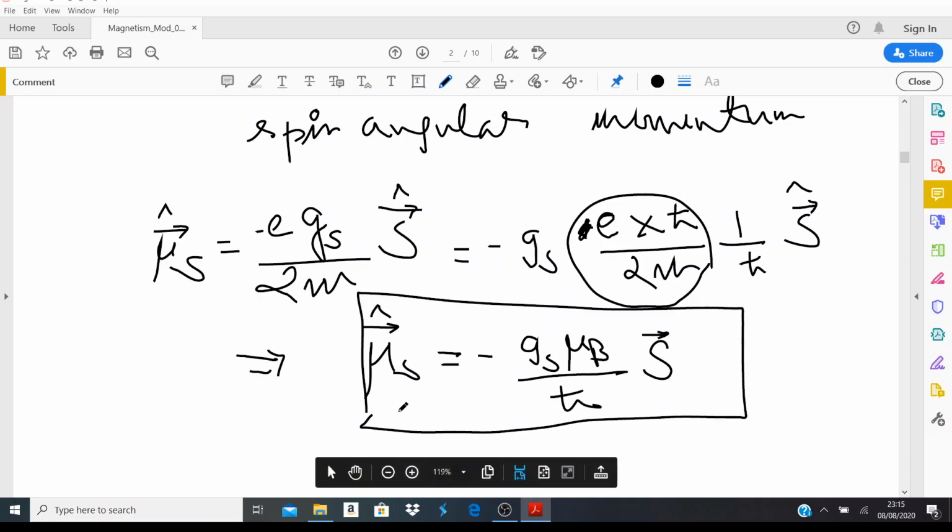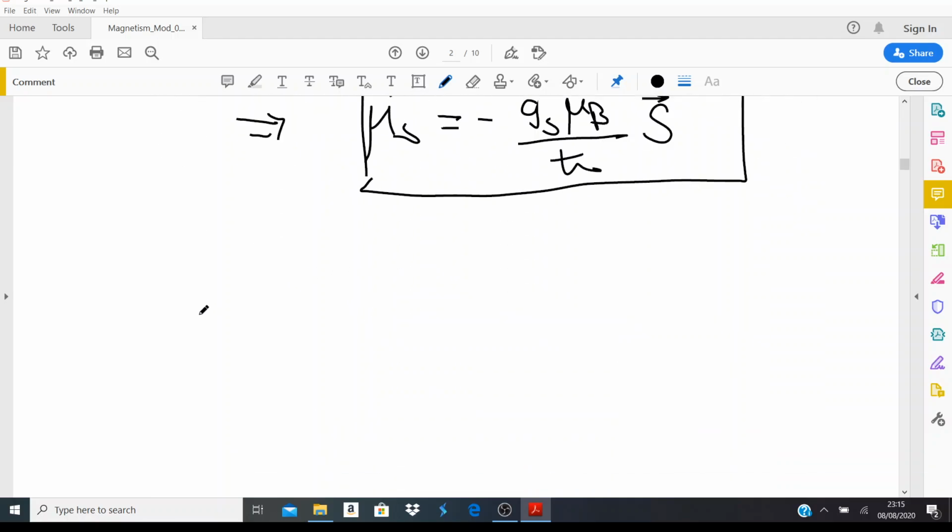So that's the moment due to spin. So the question is now, what should be the total magnetic moment? Because you see, the electron has orbital angular momentum and a spin angular momentum. So the total moment should be adding up these two components.